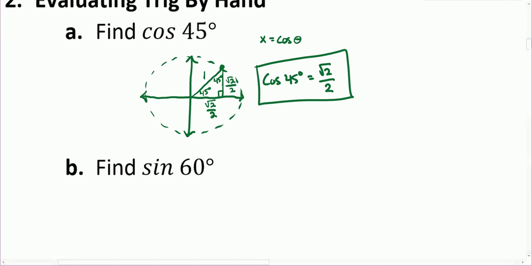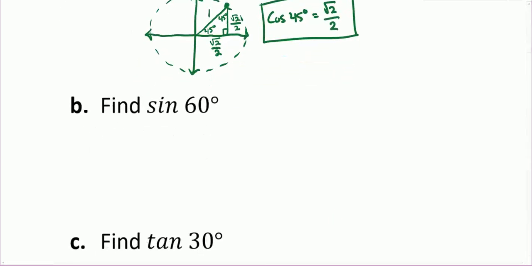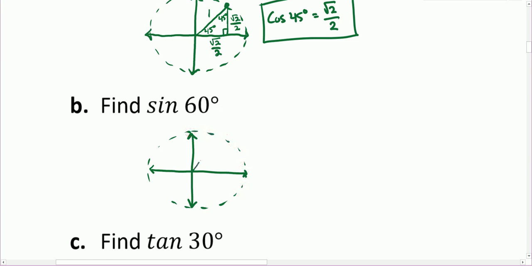Finding the sine of 60 degrees, I'm going to set up something similar here. Unit circle, 60-degree angle in first quadrant. Drop an altitude for a right triangle. It's a 30, 60, 90 with a hypotenuse of 1. So the side opposite from 30 is 1/2. The side length opposite from 60 is the root 3 over 2.